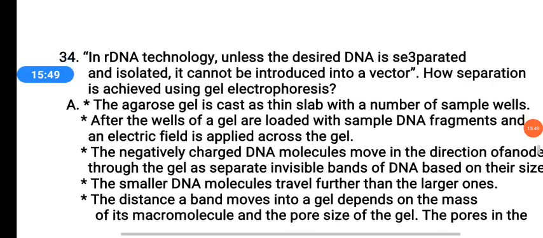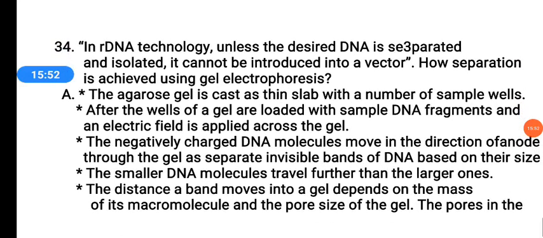Next, question 34. In our DNA technology, unless the desired DNA is separated and isolated, it cannot be introduced into a vector. How is separation achieved using gel electrophoresis? In gel electrophoresis, first the agarose gel is cast as a thin slab with a number of sample wells. After the wells of the gel are loaded with sample DNA fragments, an electric field is applied across the gel.